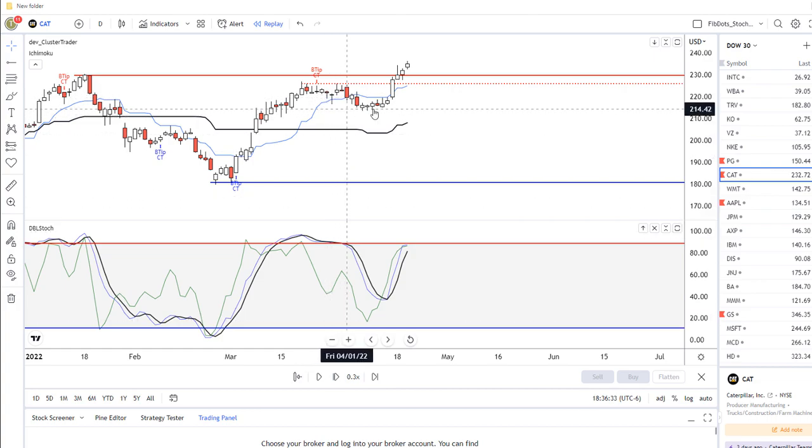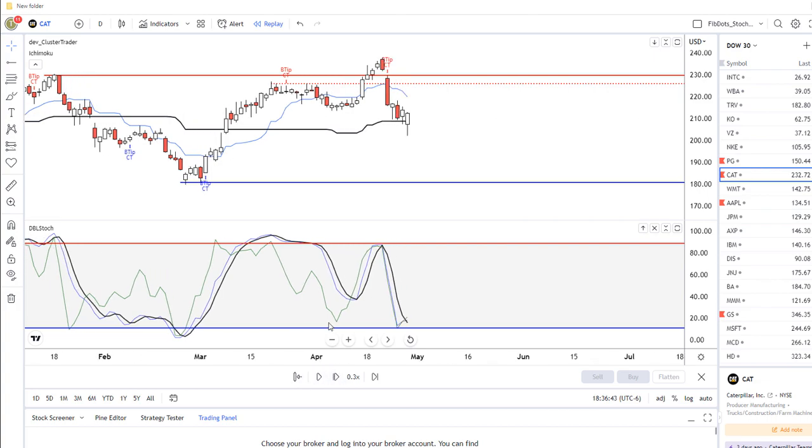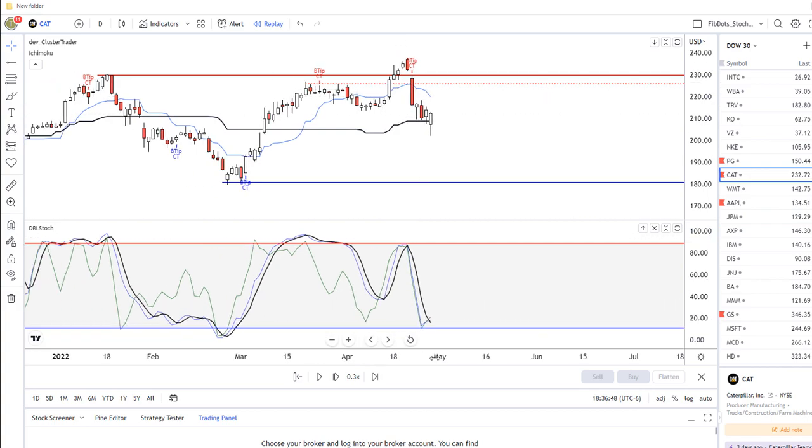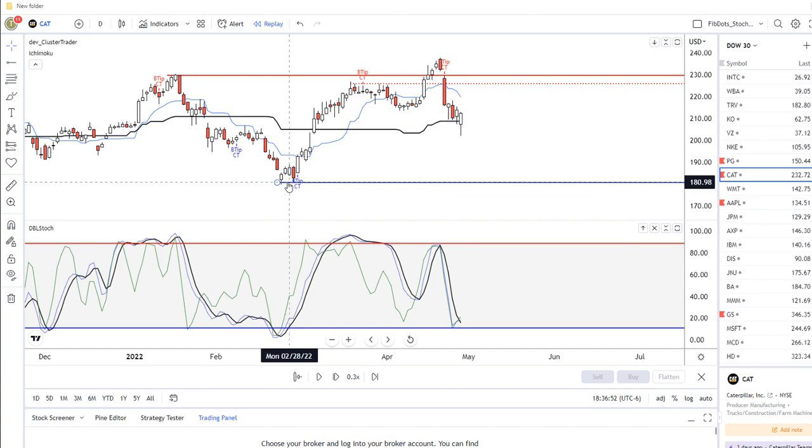Okay, now we retested the zone, and now here we closed above the zone. Now we might be back into a momentum market, so let's see what happens. Look at that, an immediate reversal. Yeah, exactly. Okay, so guess what I'm looking for? I'm looking for a pullback to my blue line again.